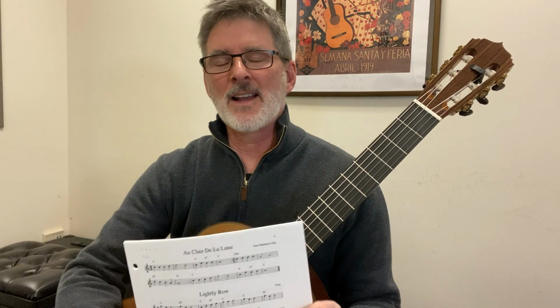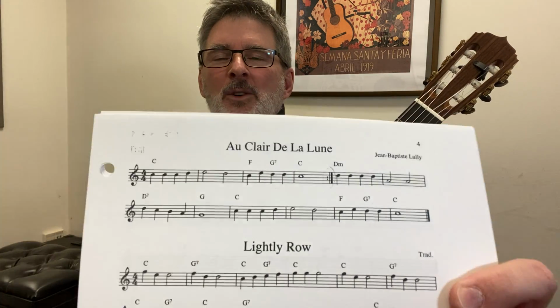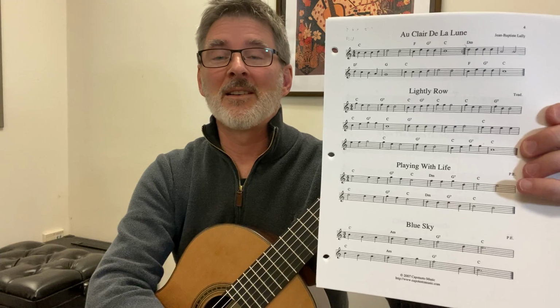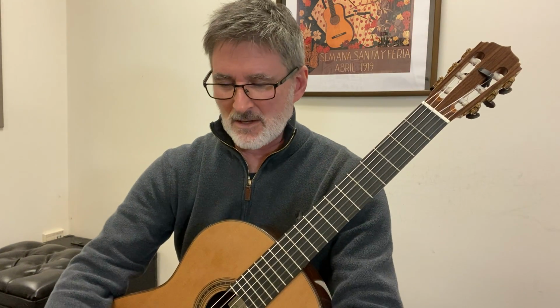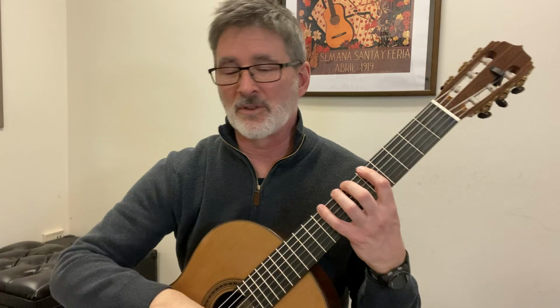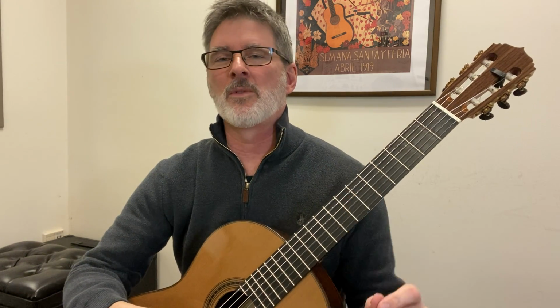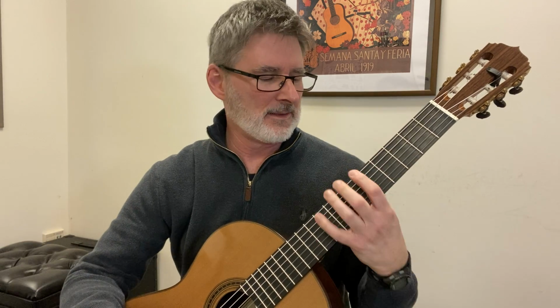All right, so today I am going to be working with page 4. Page 4 in the collection has Clair de Lune, Lightly Row, Playing with Life, and Blue Sky. Those are the tunes on page 4. So in today's lesson, what we want to focus on is playing in middle register. Now, we've been through this for the last couple of weeks, and so you should be pretty comfortable with the note names and knowing where the written notes are in this register.